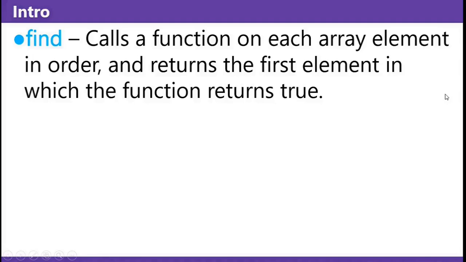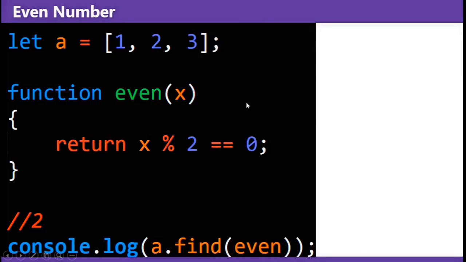Find is an array function in JavaScript that calls a function on each array element in order and returns the first element in which the function returns true. You have an array with 1, 2, 3. You have a function that tells whether or not the number you passed in was even. When you pass even into find, it returns 2 because that's the first even number.